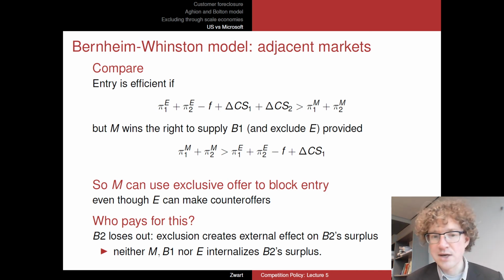Well, B2, these future customers, they are not there. They are not yet sitting at this negotiation table. They will pop up at the future time when this new operating system becomes available. So neither M nor B1 nor E is going to internalize this consumer surplus that B2 stands to gain. So the fact that B2, the future consumers, are not participating and cannot make a counteroffer to keep B1 from signing this contract might tip the balance here. So in conclusion, though entry is efficient, so though the Chicago critique might hold, what's going to make foreclosure an equilibrium nevertheless is the fact that these people who earn this delta CS2, the buyers in the future, B2, are not sitting there to make sure that their interests are properly taken into account.